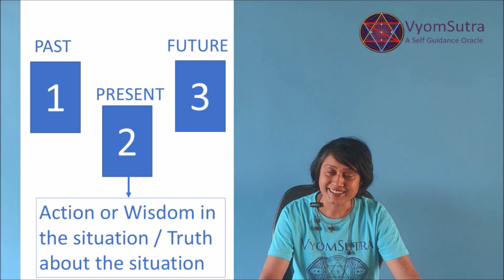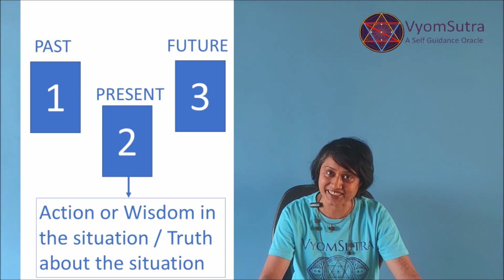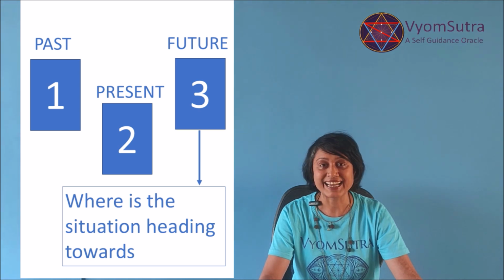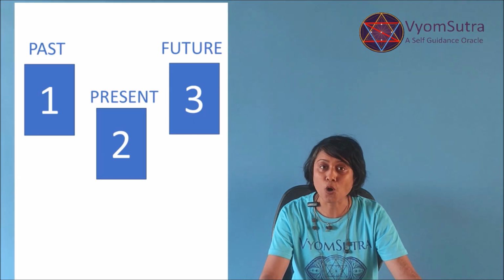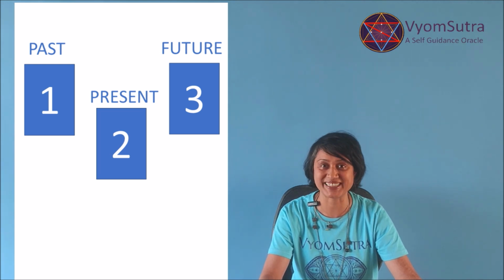Position number 2 represents the present, and it tells me about my actions or the learning that I need to imbibe in my present or the truth of my current situation. And position 3 represents the future, and it tells me where this situation is heading towards. So in this way, you could either use this spread or you could design your own spread, give each position its own meaning, whatever you are more comfortable with.